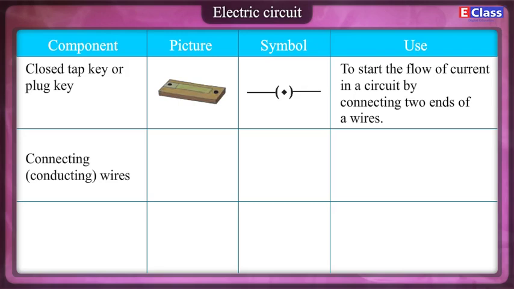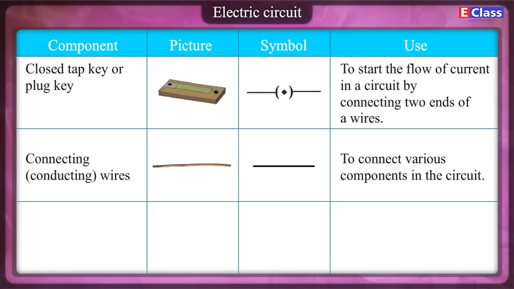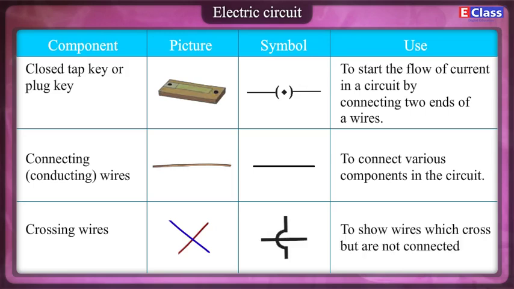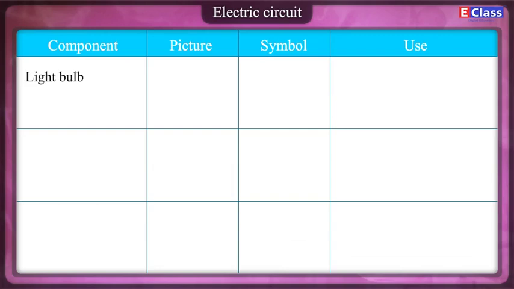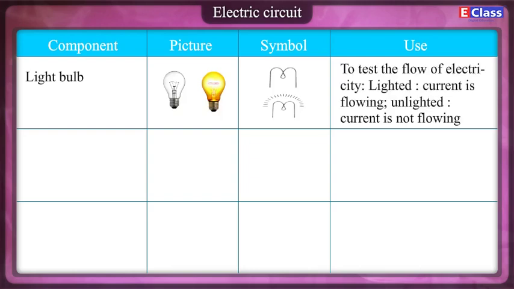Component: connecting or conducting wires. Use: to connect various components in the circuit. Component: crossing wires. Use: to show wires which cross but are not connected. Component: light bulb. Use: to test the flow of electricity. Lighted, current is flowing; unlighted, current is not flowing.